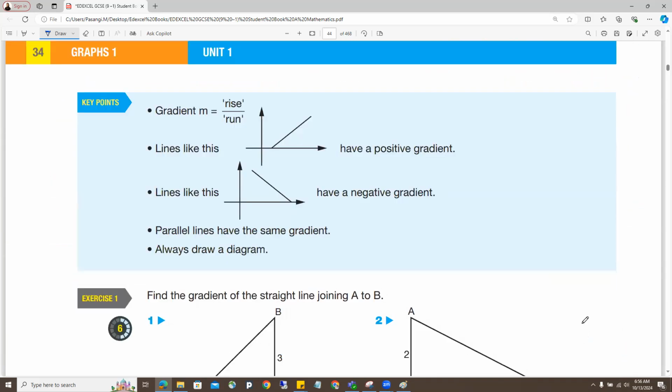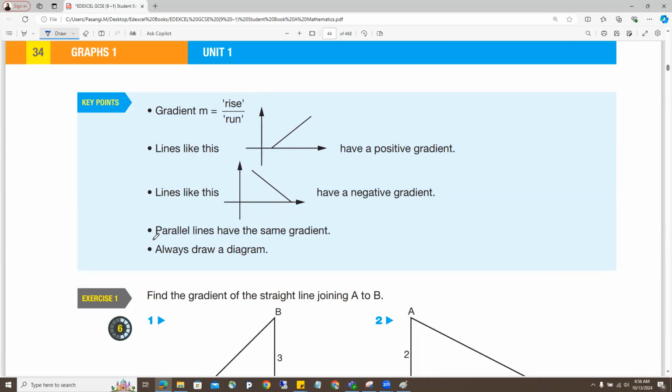Then they have given the key points. So how are we going to measure the gradient? Rise divided by run. Rise means the difference between the y coordinates divided by the difference between the x coordinates. Here we have a positive gradient. This one, a negative gradient. Here a positive gradient. Here a negative gradient.